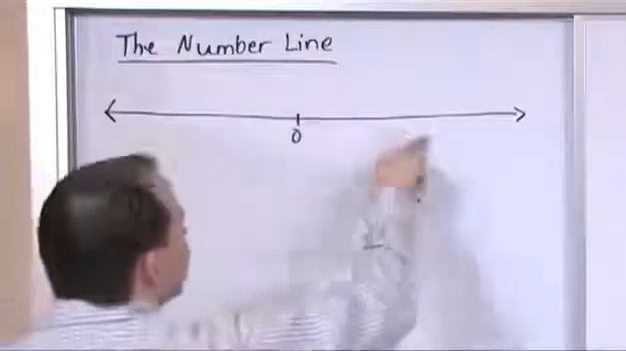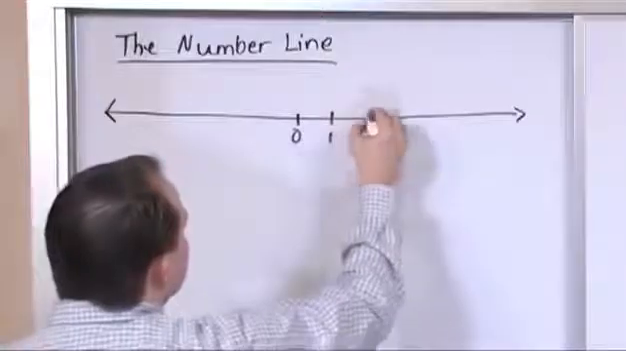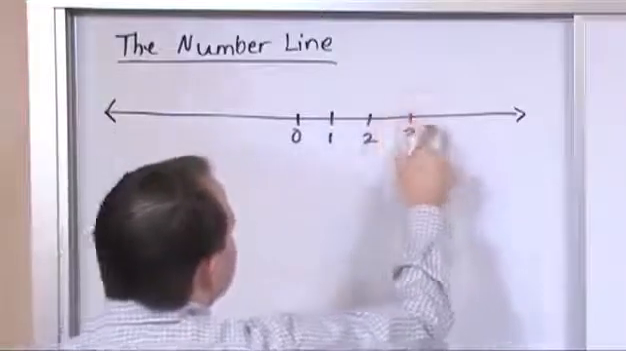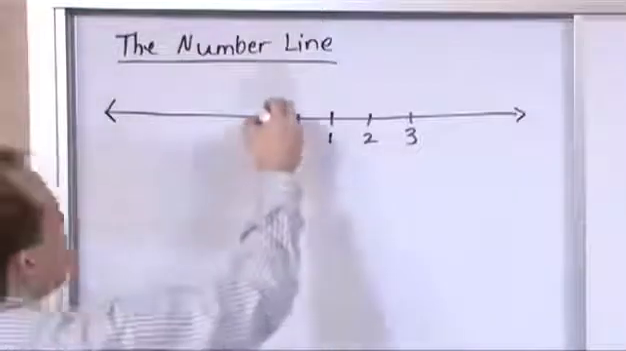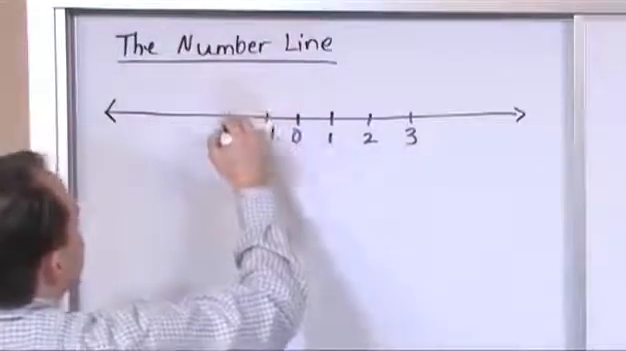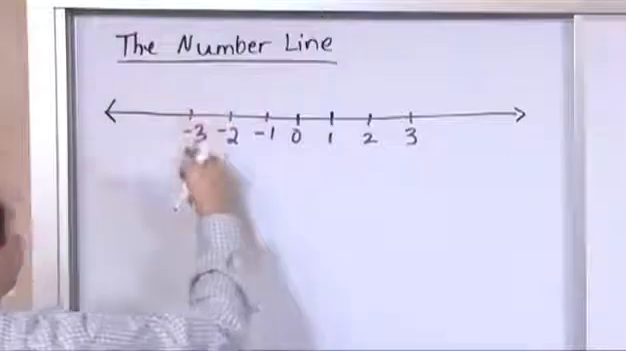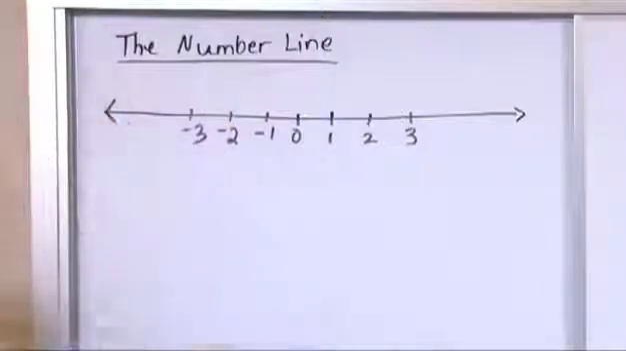And so going in this direction, you have your positive numbers. 1, 2, 3, and then you have 4, 5, 6, 7, 8, 9, 10, and go on forever. I'm only going to draw these. And then going this direction, you have -1, -2, -3, and then keep going, you would have -4, -5, and they would go on to negative infinity there.